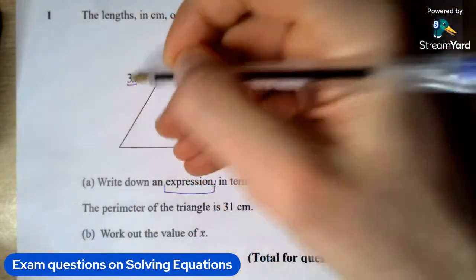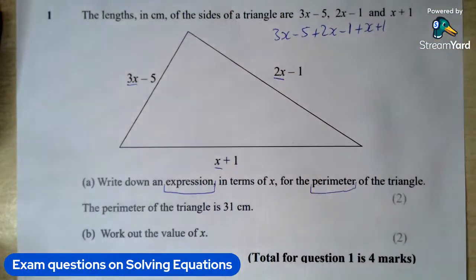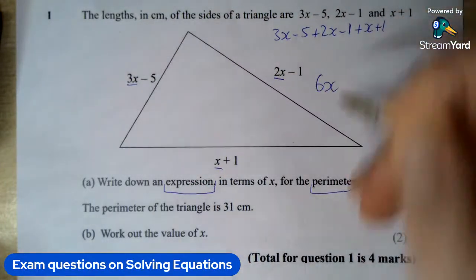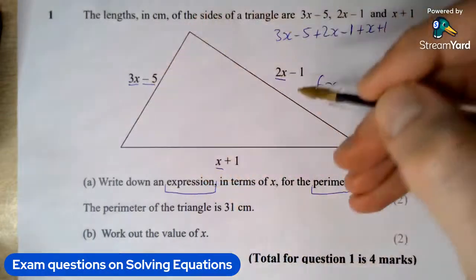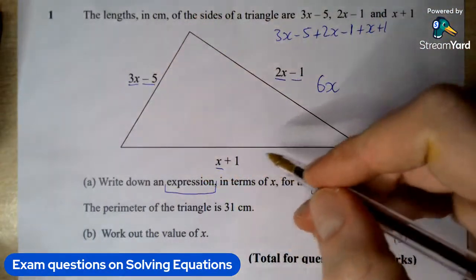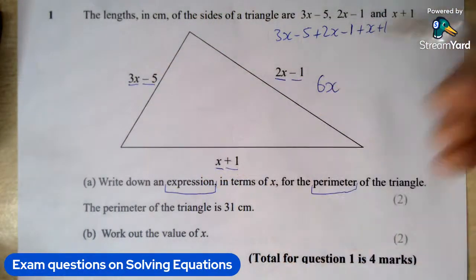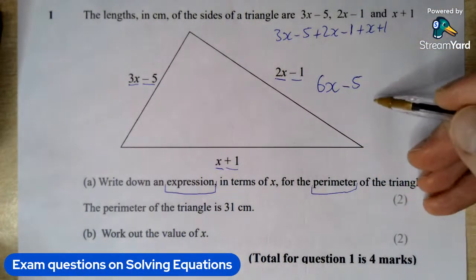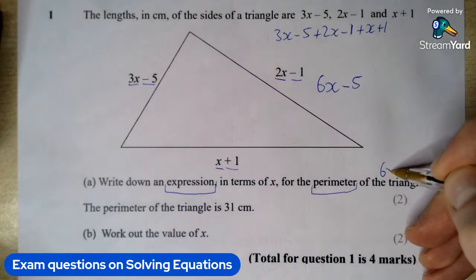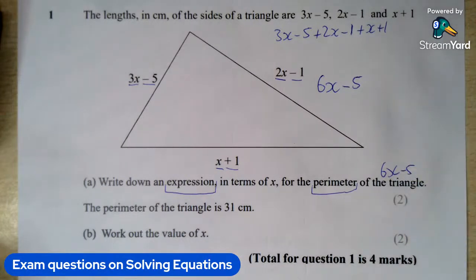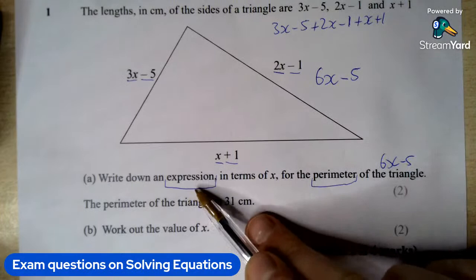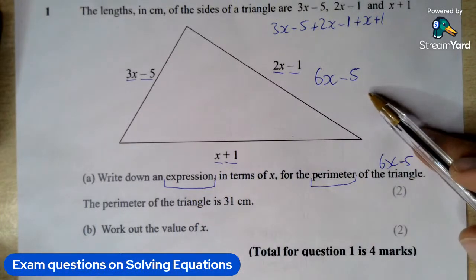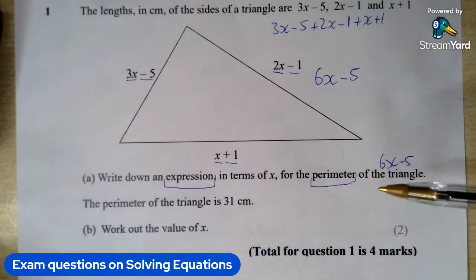And the same thing, I'm just going to go 3x plus 2x plus x. So that is 6x altogether. And then minus 5 minus 1 is minus 6. Minus 6 plus 1 is minus 5. And that is the answer for this question here. 6x minus 5. And that's an expression because it doesn't equal anything. And that's where part B is going to come into it.